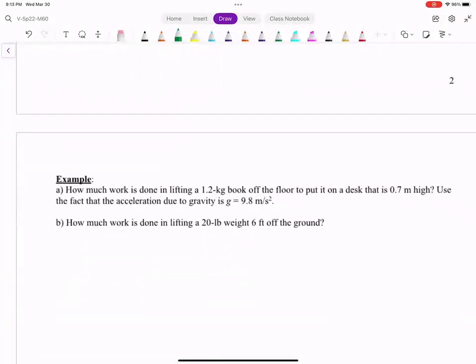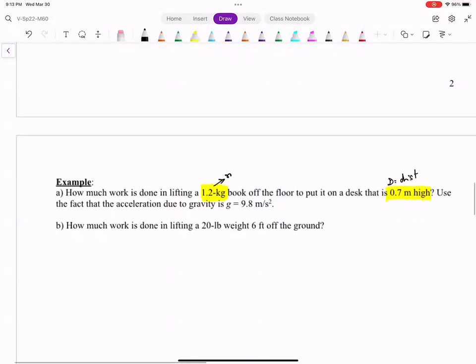So f of x equal to k times x, the amount of stretch. Let's try some problems here. How much work is done in lifting a 1.2 kilogram book off the floor to put it on a desk that is 0.7 meter high? Here, instead of a horizontal motion, it's a vertical motion. We want to put the book at a height. So this is the distance moved, d equal to 0.7 meter.